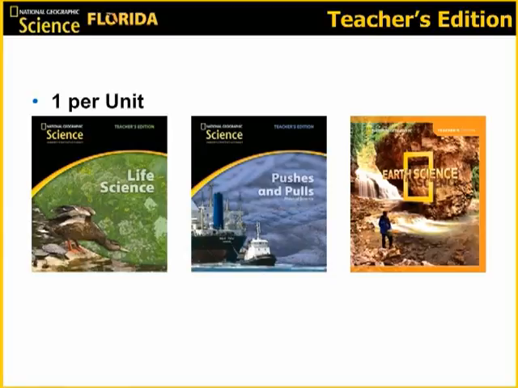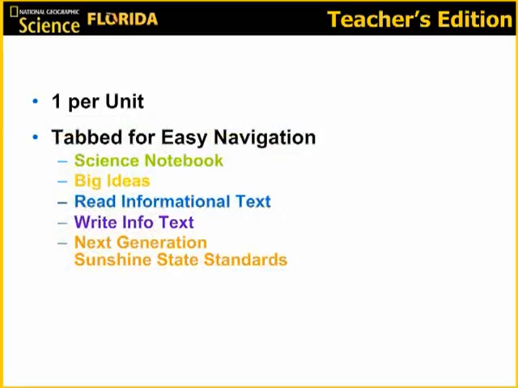Now, one component that is the same at all levels is the Teacher's Edition, and at every level, kindergarten through grade 5, you will have one Teacher's Edition per unit. When you open the front cover of the Teacher's Edition, you will see some colored tabs. The first two tabs are the same at every level: Nature of Science, Science Notebooks, and Big Ideas.